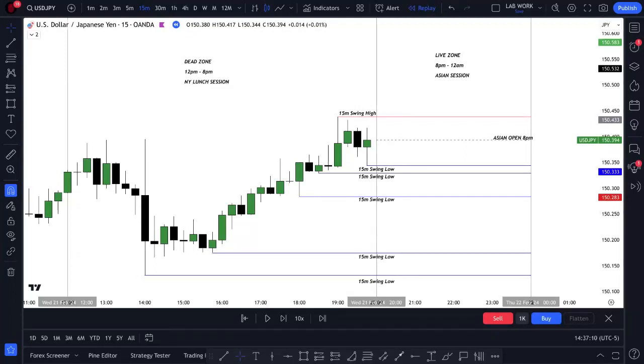This is episode 38 to the Asian Session Library. Once again, with the same pair, US dollar versus Japanese yen. Wednesday night, the 21st, February 2024, we had a successful Asian Session model. Let's walk through it together.